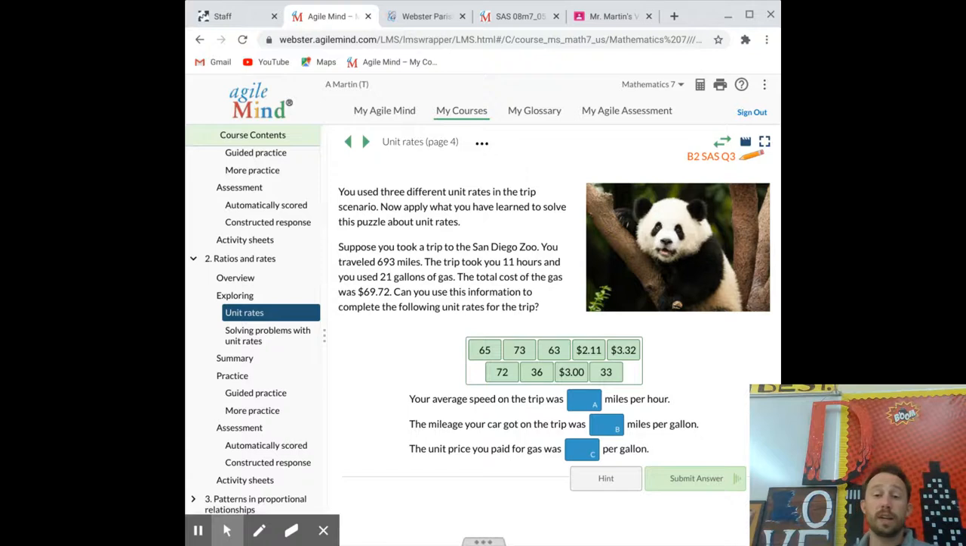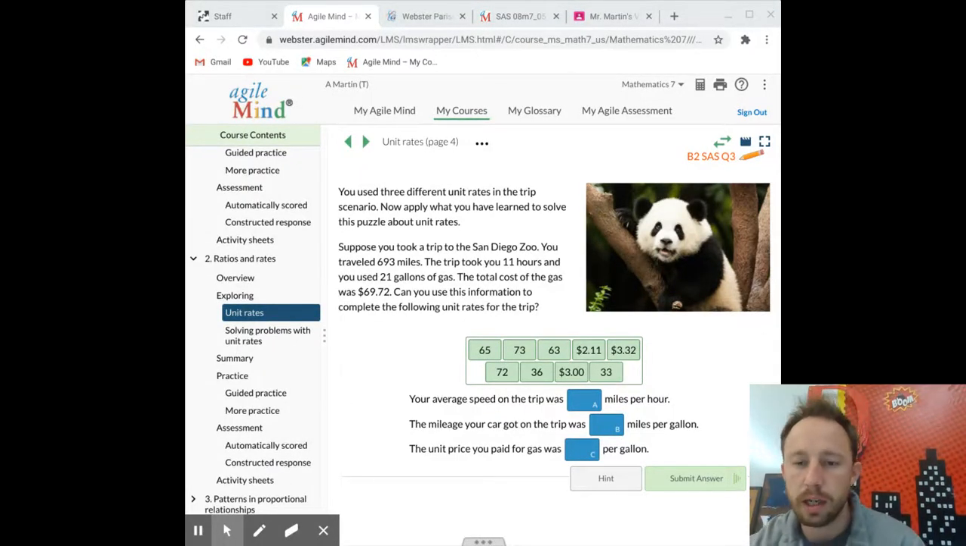All right, so we got to find the miles per hour, the miles per gallon, and the price per gallon. So I want you to work on your own to solve these 3 problems. And I'm going to give you about 5 minutes to do this. And then we'll regroup and we'll see what we got. Let's see what happened. All right, so looking at this. Braden, did you try this?